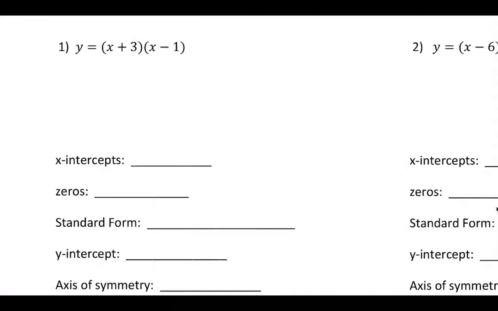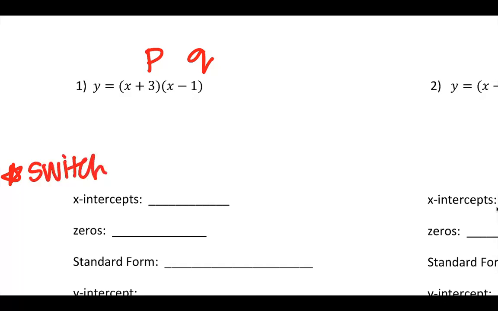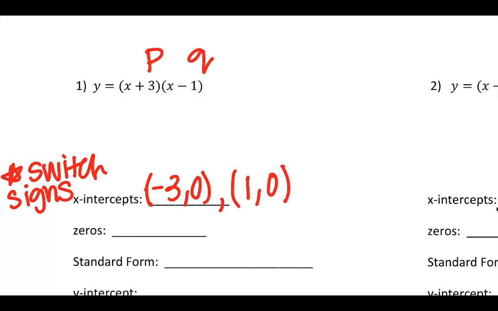So here's our factored form: Y equals X plus 3, X minus 1. Your X-intercepts, remember, are your P and your Q. So here's P, here's Q, but remember we have to switch signs. It was a positive 3, so now it's a negative 3. So the first one is negative 3, 0. And then your next one was a negative 1, so now it's positive 1, comma 0. So those are your two X-intercepts.